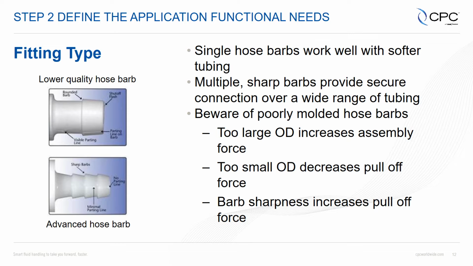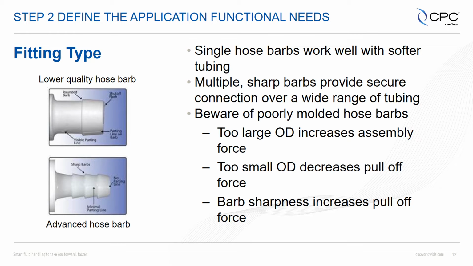All three barbs are very sharp, no parting line on the first surface to create sealing, and actually parting lines throughout the rest of the surfaces on the part are virtually impossible to see. We take great pains to make sure that we provide a hose barb that grips the tubing very well and is leak-free every time. You want to be aware of poorly molded hose barbs because that can be a failure point. And you also want to make sure that the size and design is tailored for your tubing.